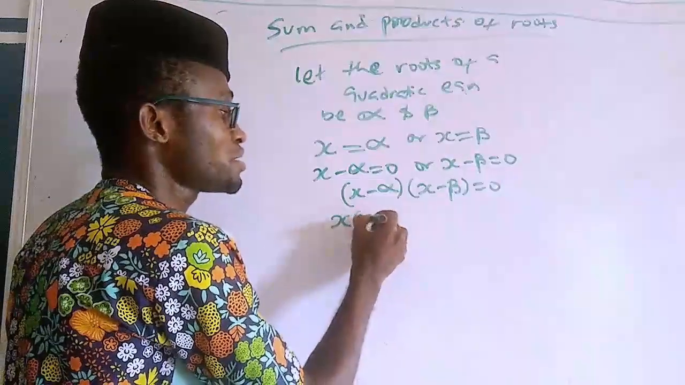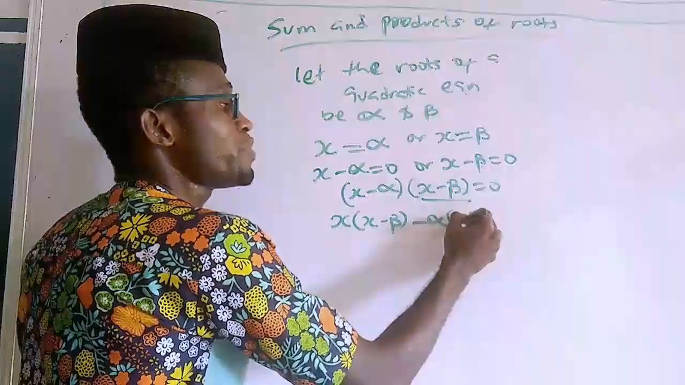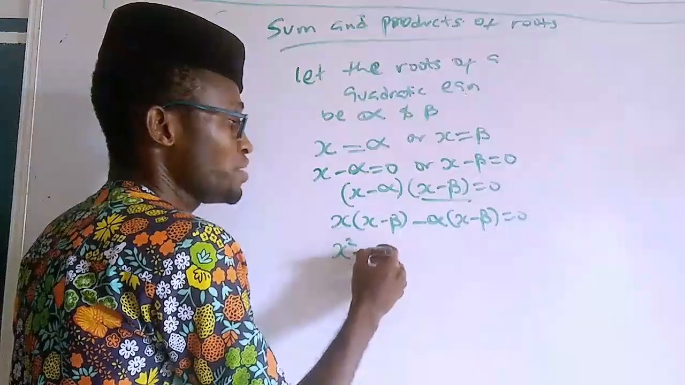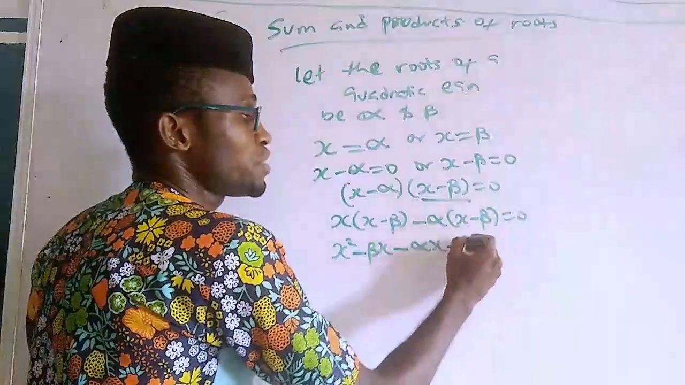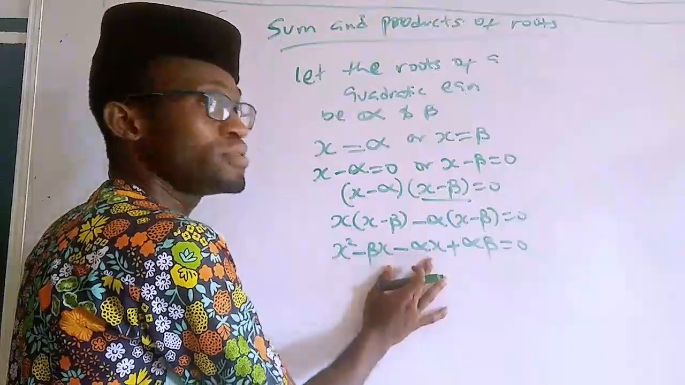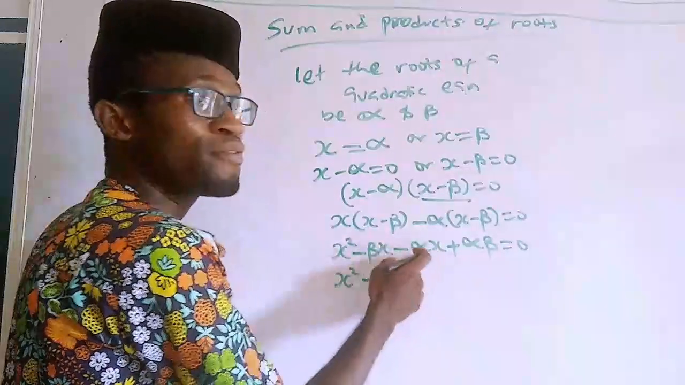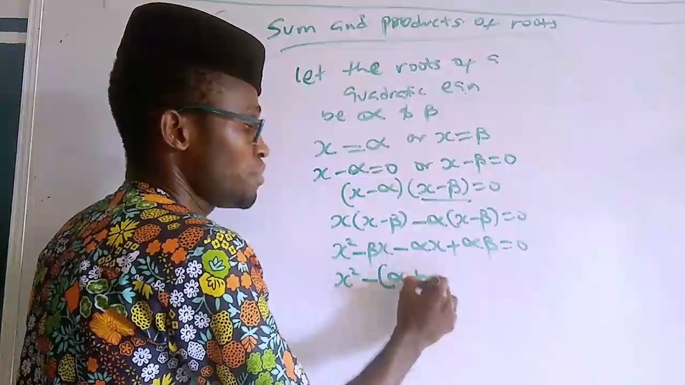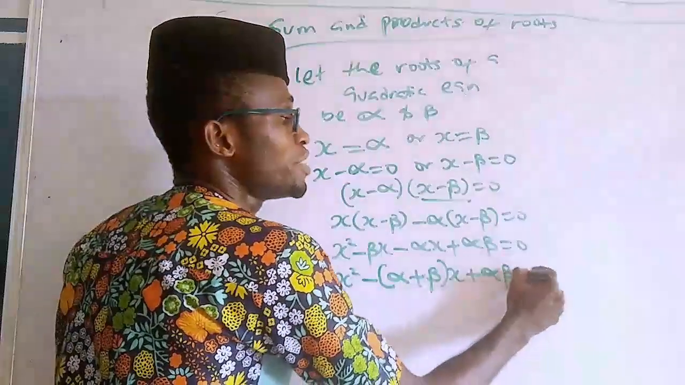Now what we do is expand this. It's just like saying x bracket x minus beta, that is x multiplying everything here, minus alpha multiplying everything here. So this is going to give us x squared minus beta x minus alpha x, minus times minus is plus, then plus alpha beta equals 0. Now these two have the variable x, so we can bring them together. That is x squared minus, arranging them, alpha comes before beta in the Greek alphabet, so it's going to be minus bracket alpha plus beta, close the bracket, x plus alpha beta equals 0.